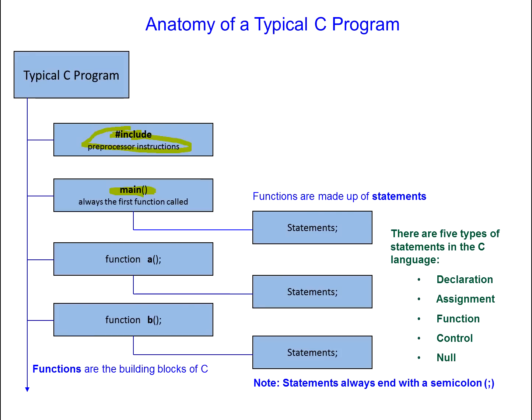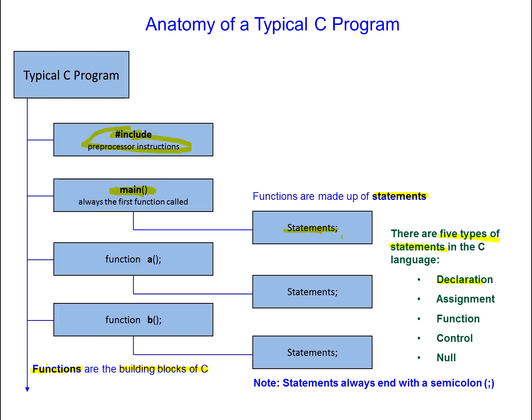Okay, and the building blocks of C are functions, right? So pretty much C is made up of functions. Main is a function, and it's the first function called. All functions are made up of statements. So notice under main there'll be a bunch of statements. Any functions you write will be made of statements. And there are 5 types of statements in C.